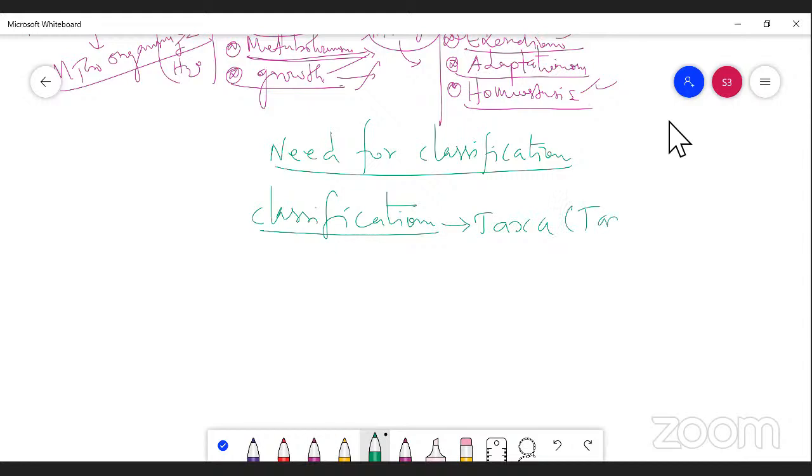Taxon is the singular word. A taxon indicates the categories of different levels of organisms. For example, you are taking animals from the animal kingdom, from the kingdom Animalia.